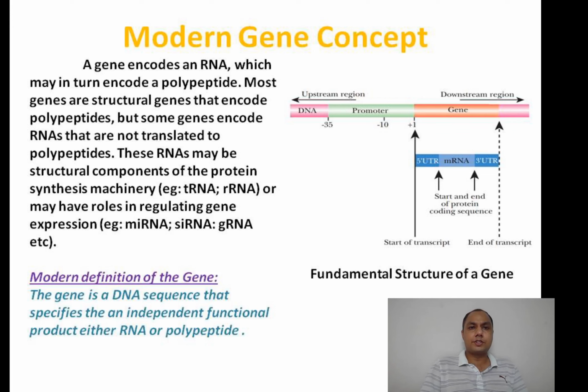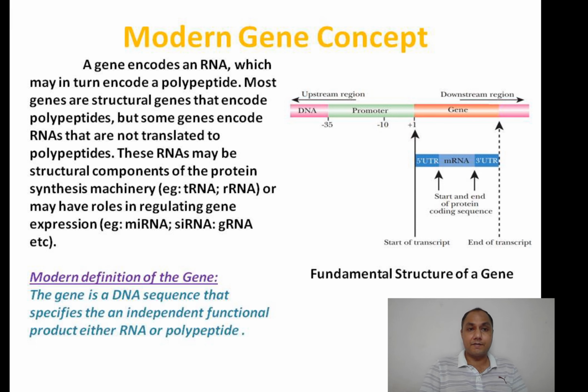Now moving to the modern gene concept. As we have already discussed, a gene encodes an RNA, because no DNA sequence is directly converted into protein. There must be a mediator, and that mediator is the RNA, especially messenger RNA, mRNA, which in turn encodes a polypeptide. Most genes are structural genes that encode polypeptides, but some encode RNAs, and the role of that RNA is not a structural one.